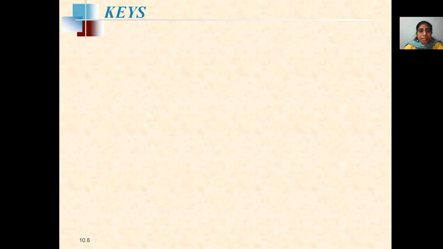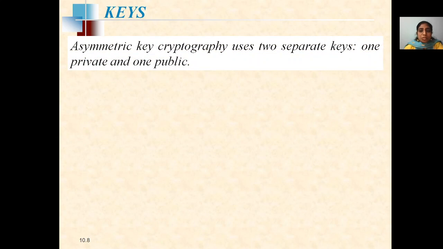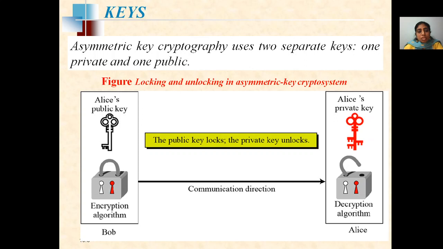So let us see the keys. In asymmetric keys, since we are using two keys, one is public, another one is private. The locking and unlocking system for asymmetric key cryptography is this: Alice will have a public key which can be used for encryption, and at the decryption end, using the Alice private key, we can decrypt. So Bob, using the Alice public key, will encrypt the data, and Alice at the decryption end, using her private key, will retrieve the data.